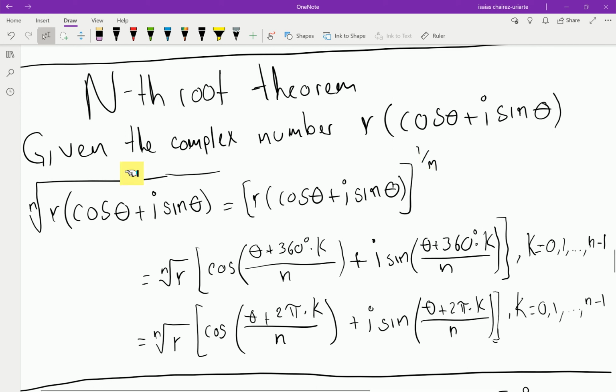So if I want to find the nth root of this complex number in polar form, I am going to take the nth root of the modulus, the radius, and then times cosine of the angle plus any coterminal angles, divided by n, where n is the root that you're taking, plus i sine of the angle plus any coterminal angles divided by n, and k goes from 0 all the way to n minus 1.